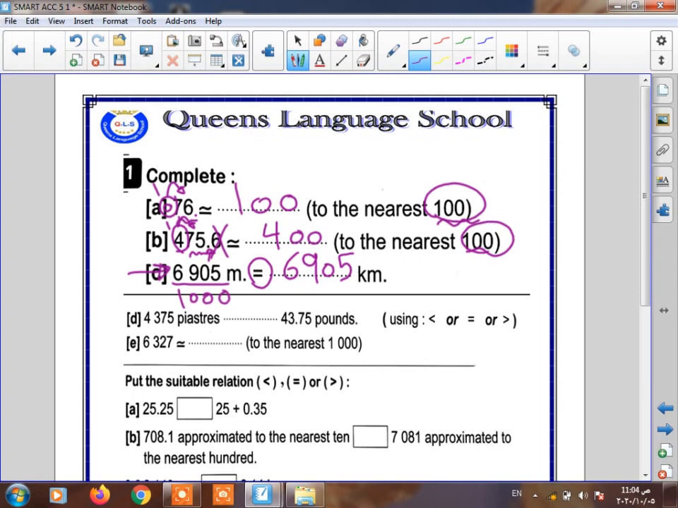So I write the number as it is, and the hidden decimal point is always on the right of the whole number. Point to the right, move to the left. How many digits I move it? 3 digits. 1, 2, 3. So I write here the point. I write it again. It becomes 6.905 kilometer.